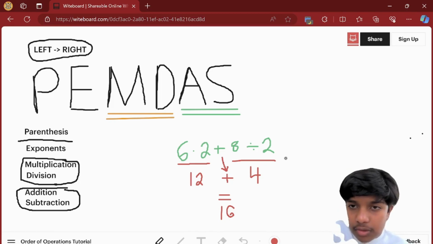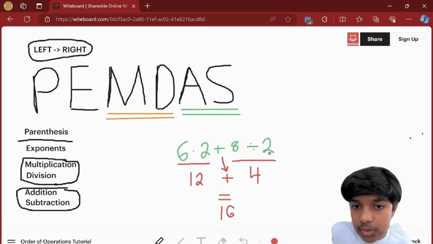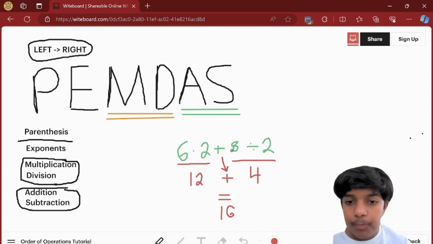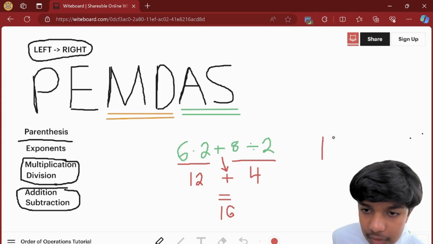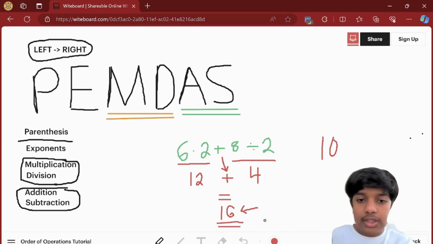If we didn't follow that, if we just went free flow, 6 times 2 is 12, but you don't do the division first, you just add 8. So 12 plus 8 is 20, and then you divide by 2, you'll get 10, which is a completely different answer than 16. But 16 is considered the universally correct answer.